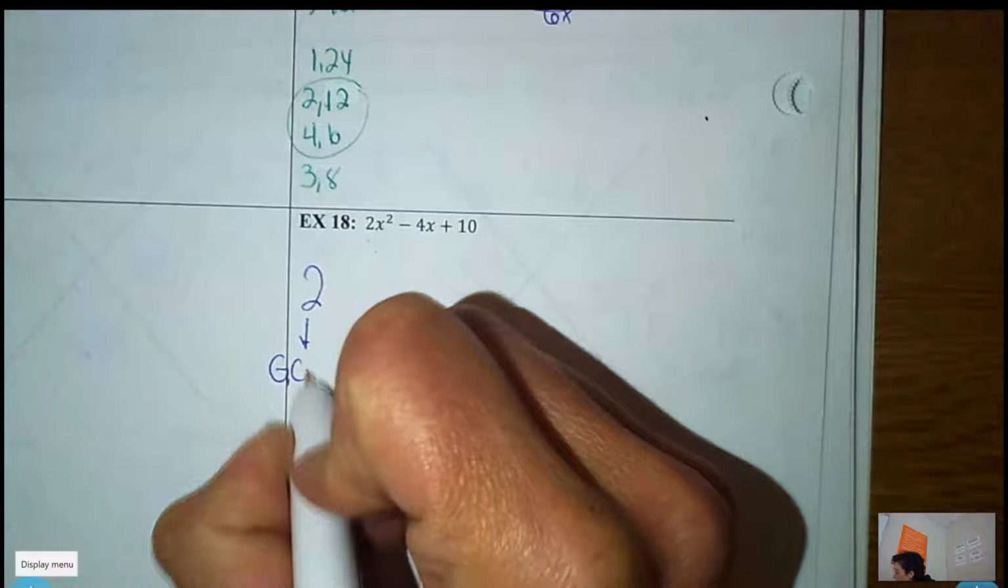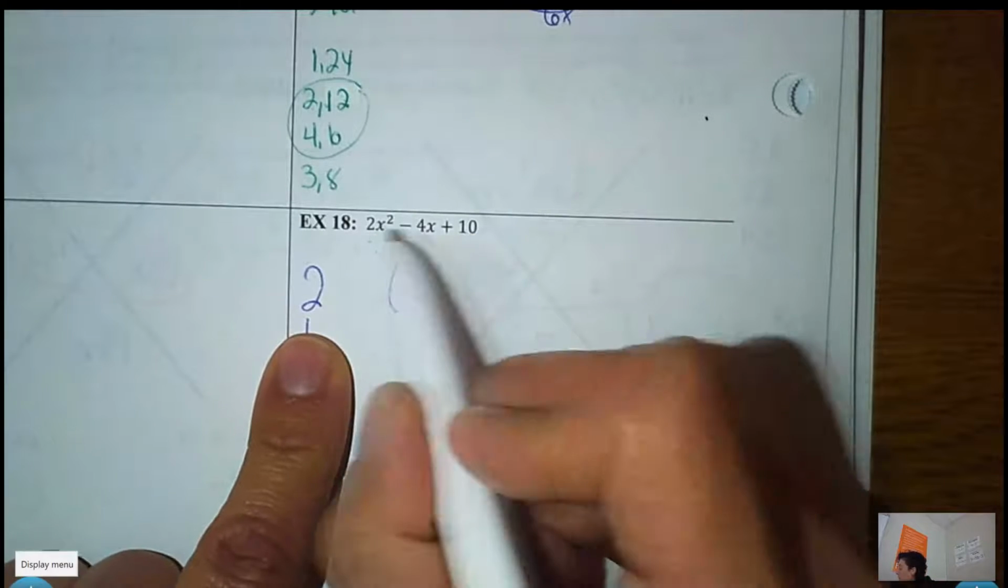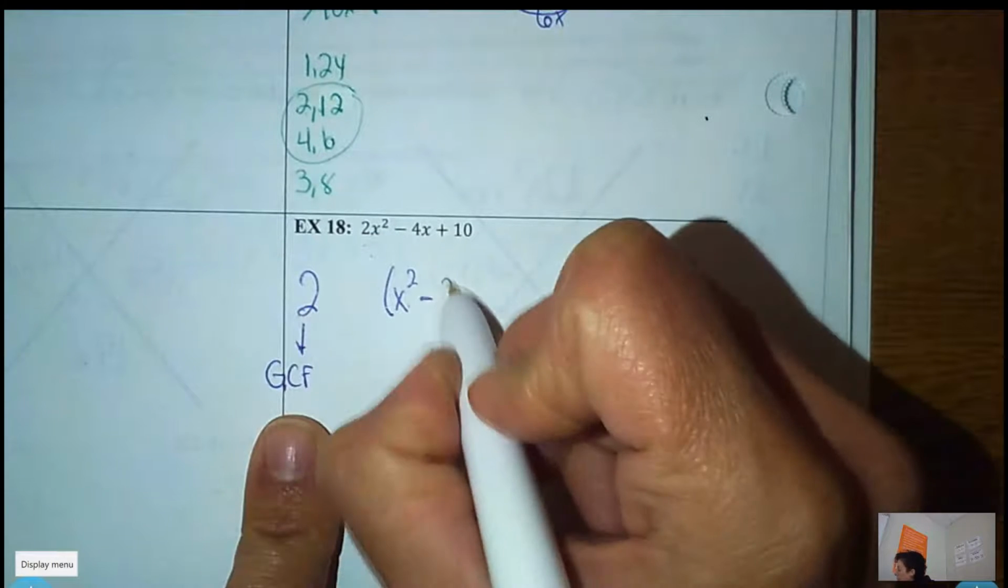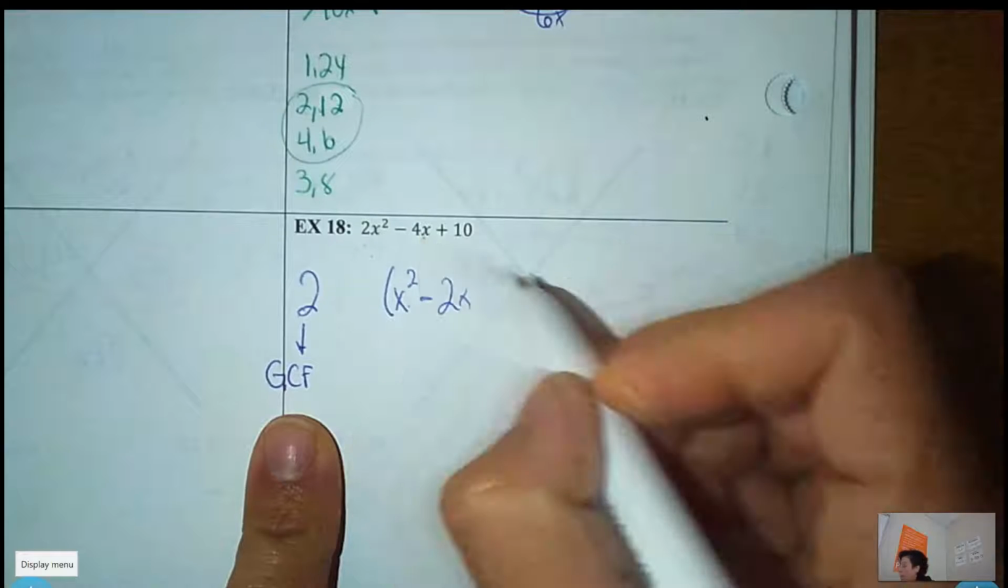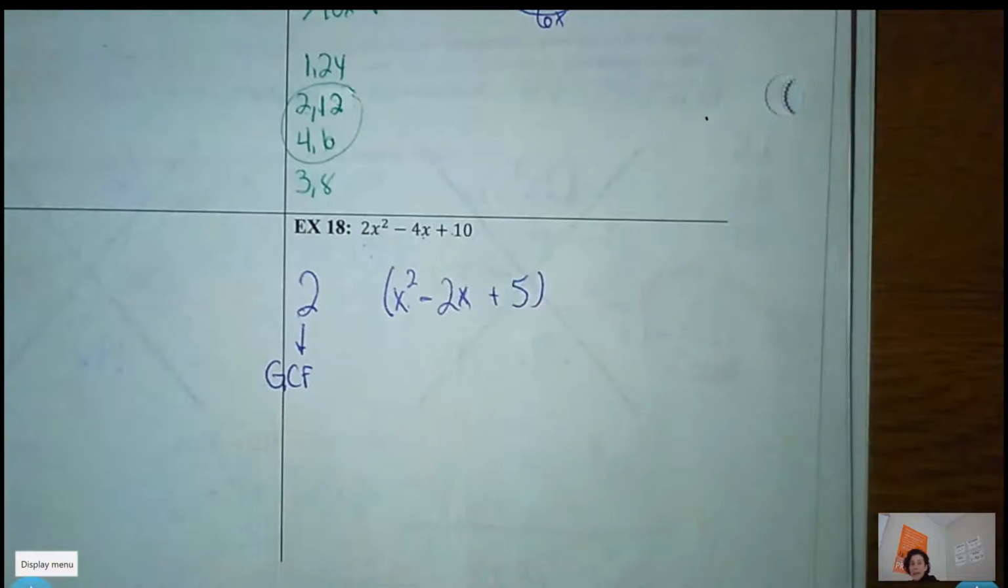So 2 is what we're going to call the greatest common factor, and when I divide or factor out a 2 out of all of these, this becomes x squared, because 2 and x squared is that. 2 with a minus 2x would make the minus 4x, and 2 with a positive 5 would make the 10. So now, again, we're factoring completely.